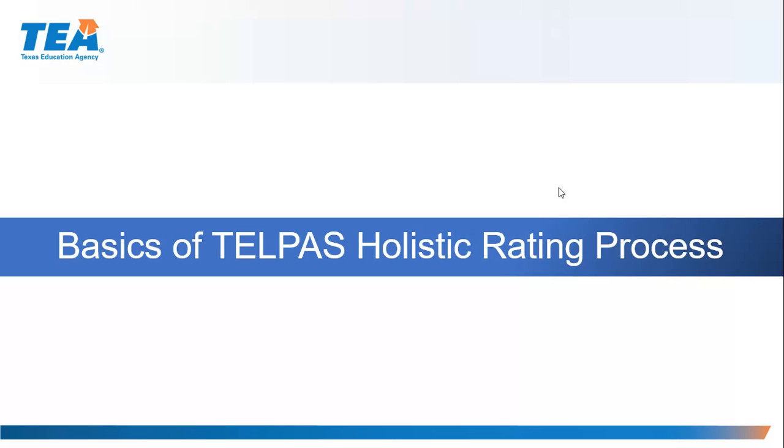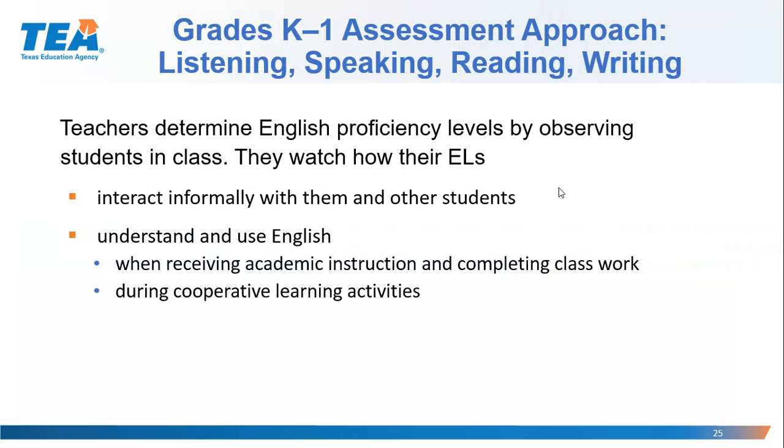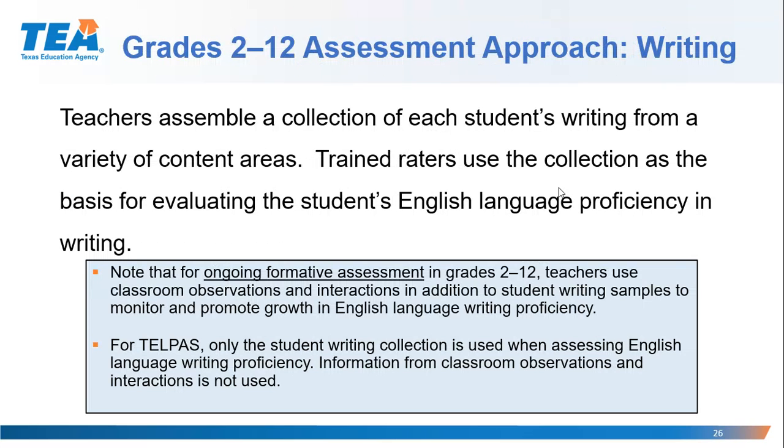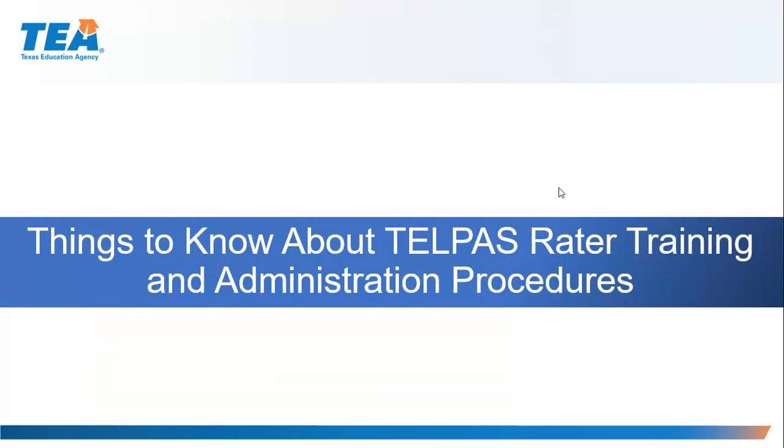Basics of the TELPAS holistic rating process. This slide is for K-1, so we're going to skip. Now, grades K-12. Note that for ongoing formative assessment in grades K-12, teachers use classroom observations and interactions in addition to student writing samples to monitor and promote growth in English language writing proficiency. However, for TELPAS, only the student writing collection is used when assessing English language writing proficiency. Information from classroom observation and interactions is not included.